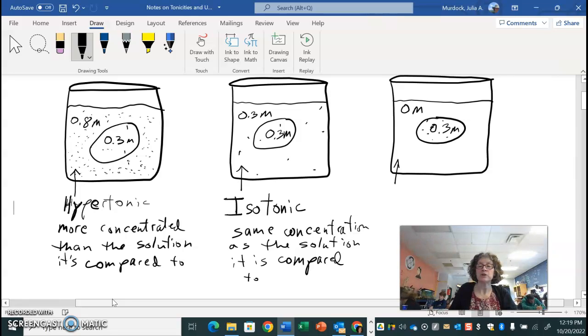And then the final one over here, since this is less concentrated, we call that hypotonic. Hypo, right? As opposed to hyper, hypotonic. This is less concentrated.